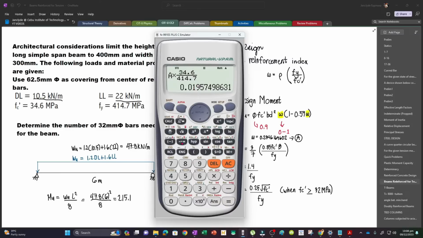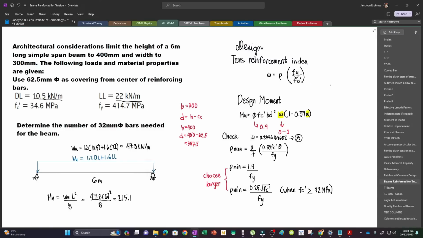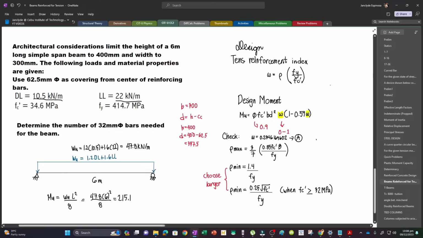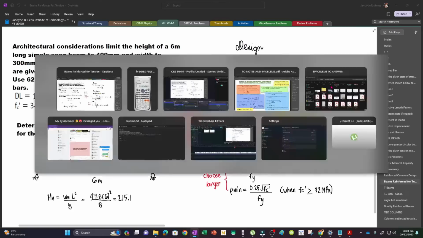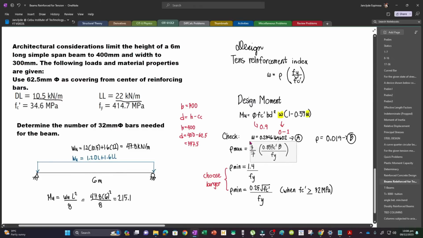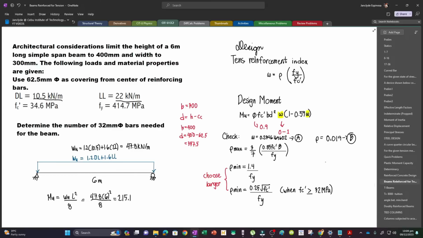And then I will store this in B. So going back, rho is equal to 0.019, but to be exact I will just store it in B. And then we can check if our rho is between rho minimum and rho max.